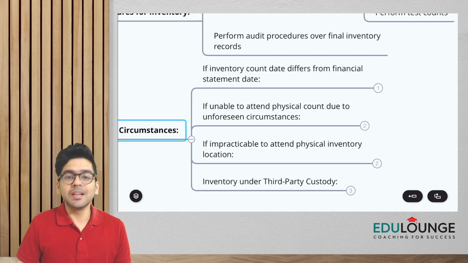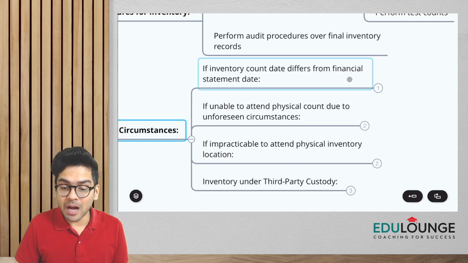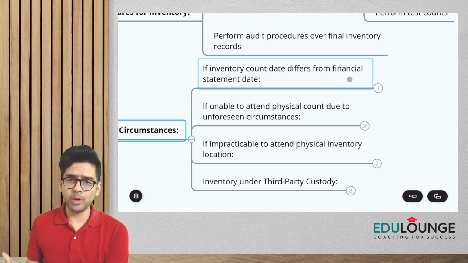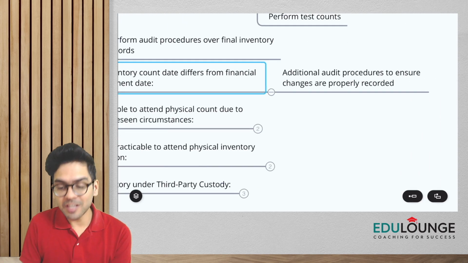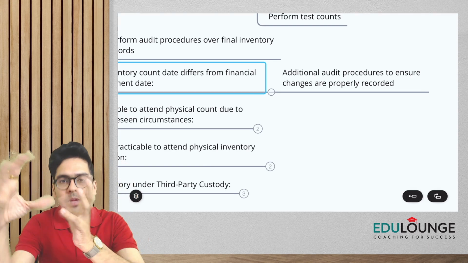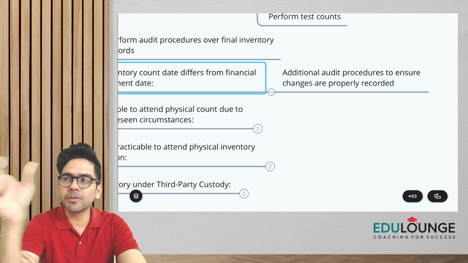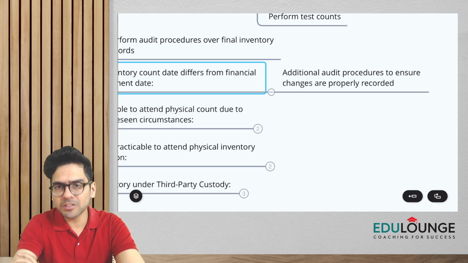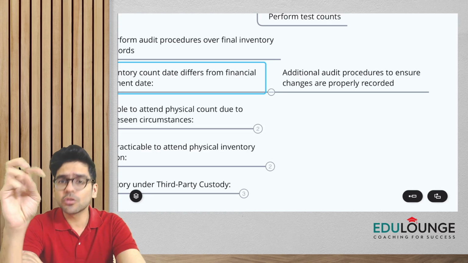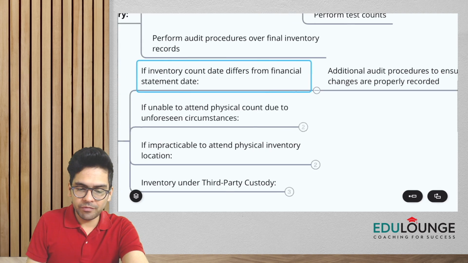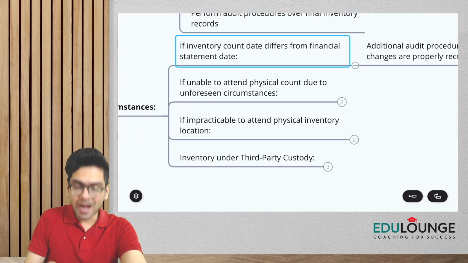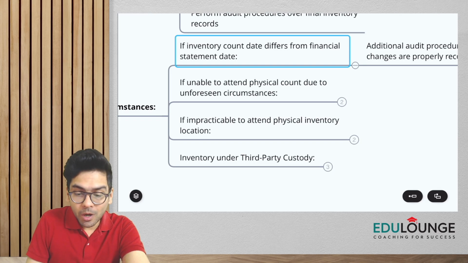So now, guys, let's say the inventory count date differs from the financial statement date, let's say they say that they are doing it on 5th of April, then what is it that we have to do? Then it says additional audit procedures you have to do to ensure changes are properly recorded. I mean, you might have to do the additional audit procedures. Okay, from 1st of April till 5th of April, they might have certain transactions also, they might have made certain purchases, sales, so you'll have to reconcile and go back to the inventory of 31st March and accordingly do the physical verification.